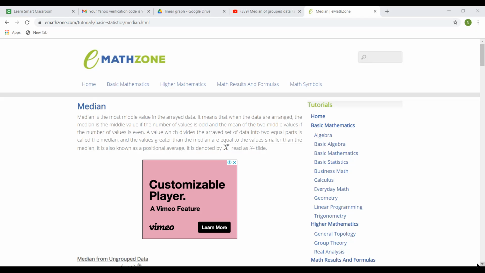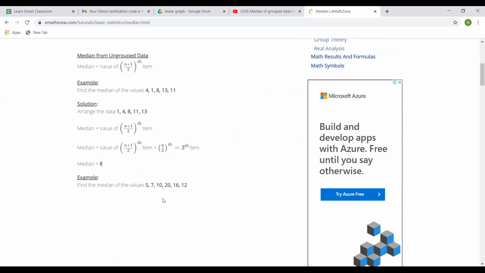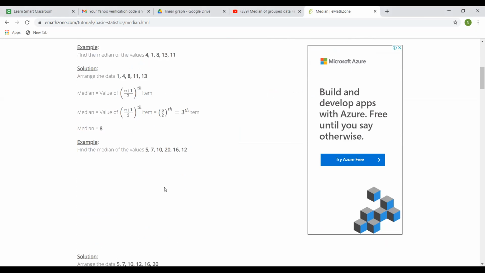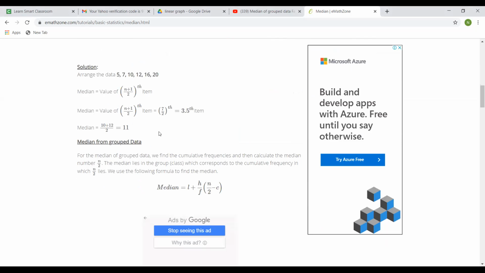Now, as you have done in your class, the formula for the median of ungrouped data, for n observations: if the number of observations is an odd number, we find the value at position (n+1)/2. If the number of observations is an even number, we use the formula: the mean of the (n/2)th value and the (n/2 + 1)th value.